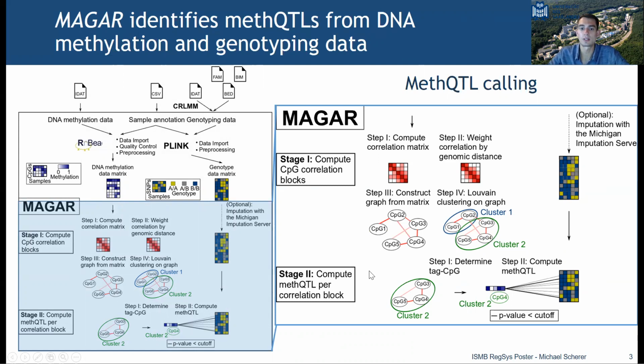In the second stage, we compute the methQTLs by first determining a tag or representative CpG per correlation block, and then associating the DNA methylation state of this tag CpG with all genotypes in a given genomic distance, which is typically 1 megabase. This is conducted using linear models, which return an effect size, which is the strength of the effect of the genotype on the DNA methylation state, as well as an associated p-value.